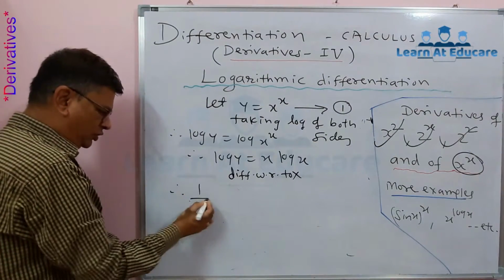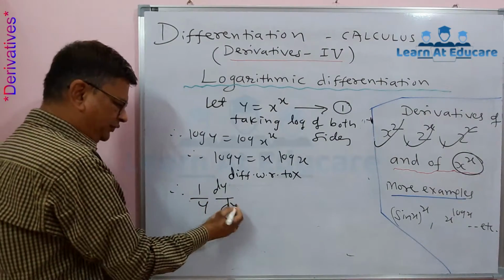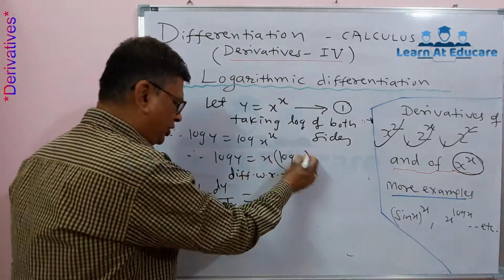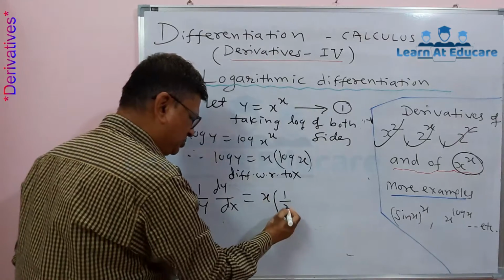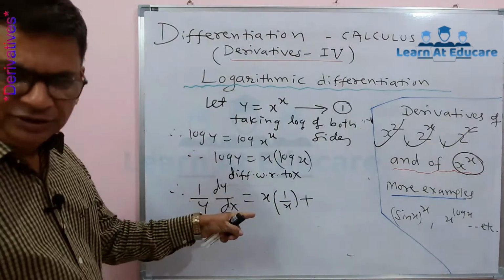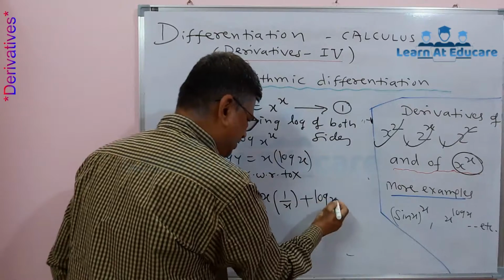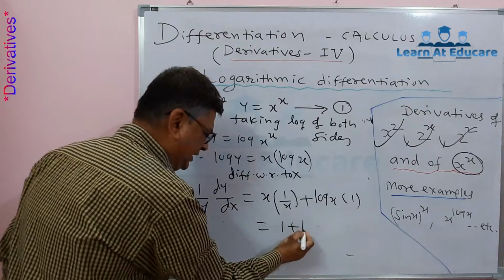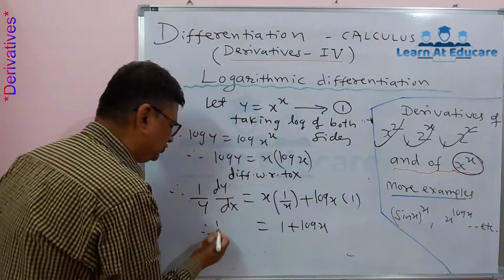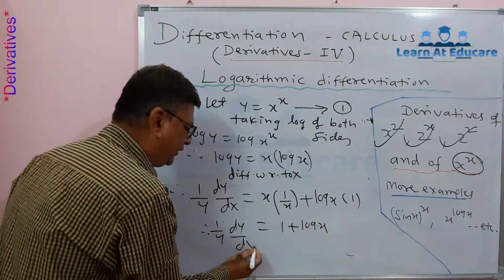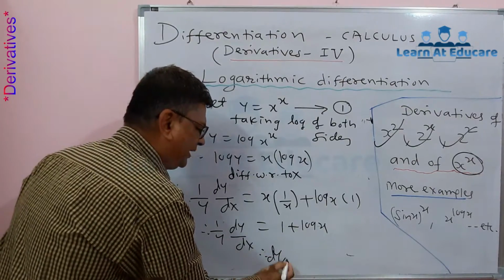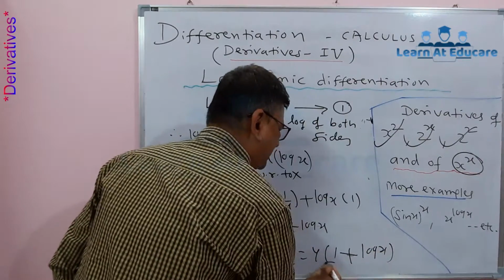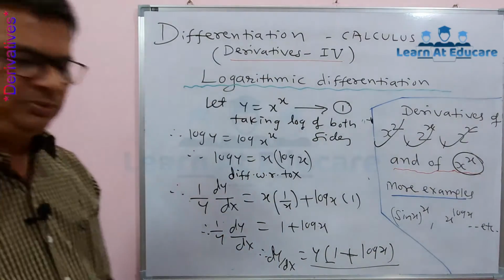Therefore LHS log y is a composite function, its derivative will be 1 upon y into the derivative of y, that is dy by dx. x log x is a product of two functions, using the product rule: first function as it is into the derivative of second plus second function as it is into the derivative of first. Now here this x cancels and the remaining is this RHS. So this is 1 upon y into dy by dx. Therefore dy by dx is equal to, you can transfer y on that side and then we get y into bracket 1 plus log x.